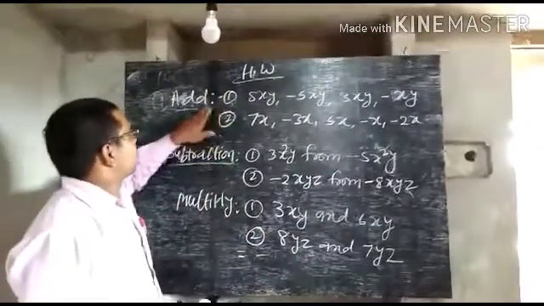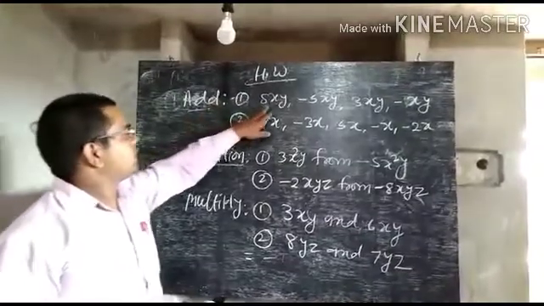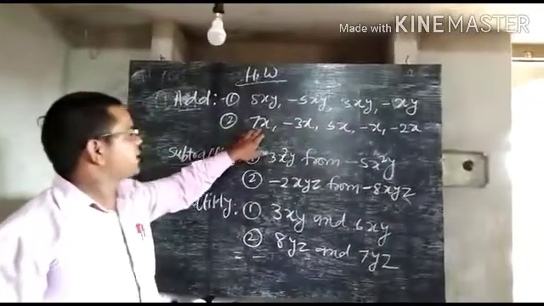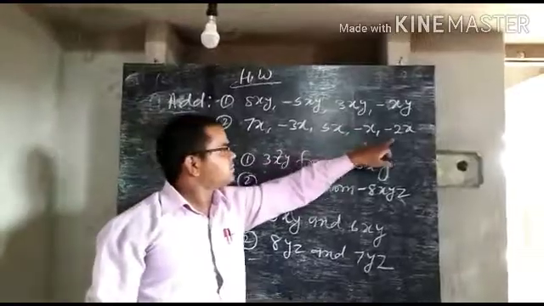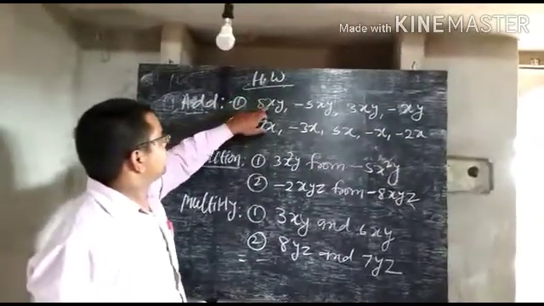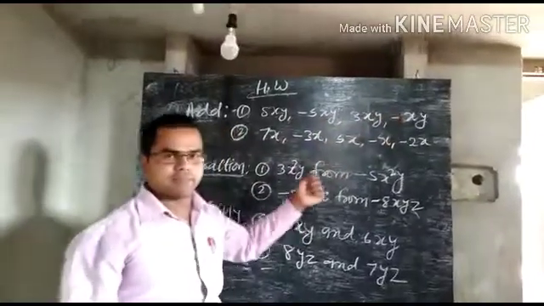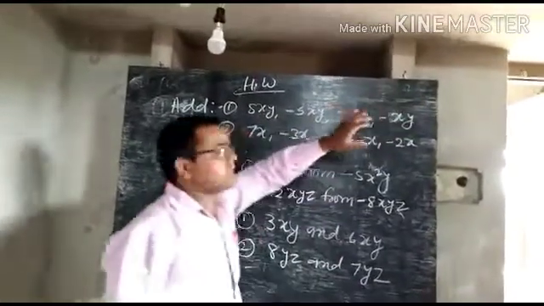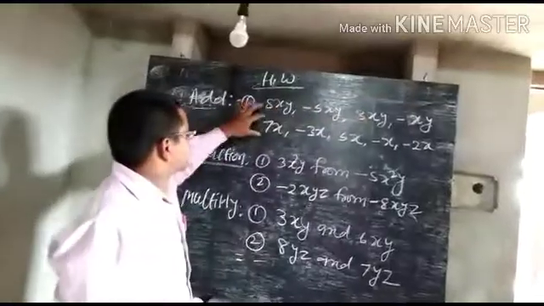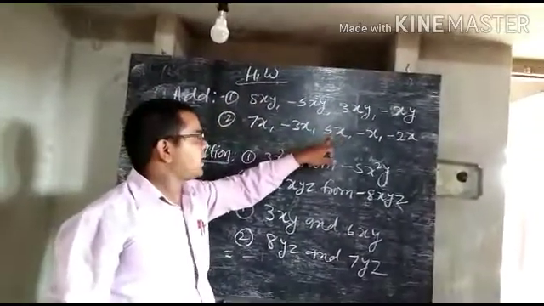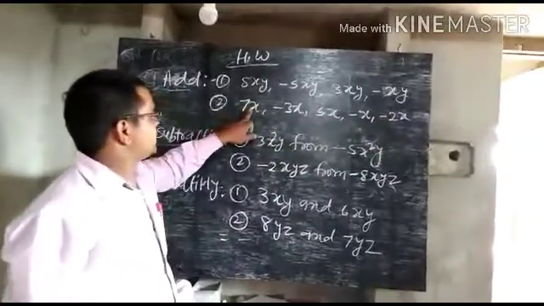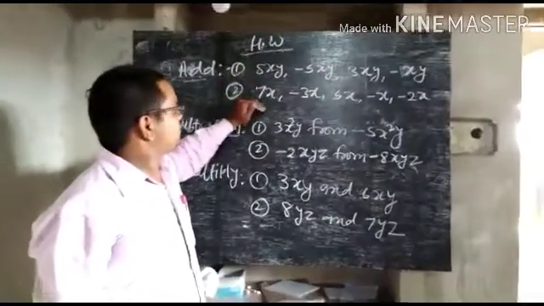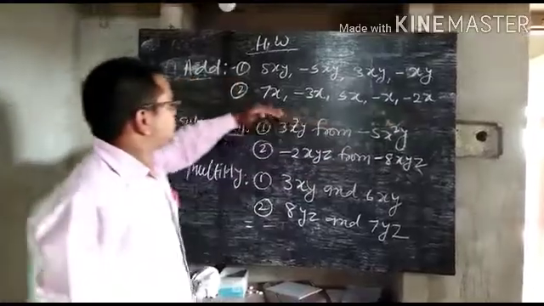So your homework is, at first, additions. Question number 1, 8xy minus 5xy, 3xy and minus 3xy. Question number 2, 7x minus 3x, 5x minus x minus 2x. In these two questions, we see xy all are like terms. So in an easy way we add these different terms. Again, question number 2, 7x minus 3x plus 5x minus x minus 2x. Also we see all terms have x, that is like terms. So we can add all terms with proper signs.